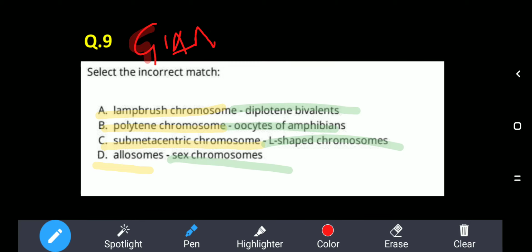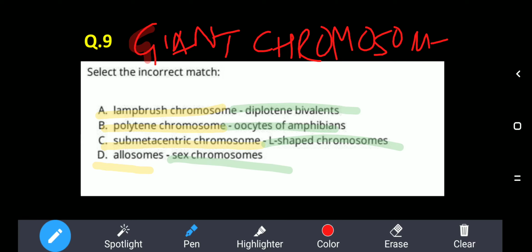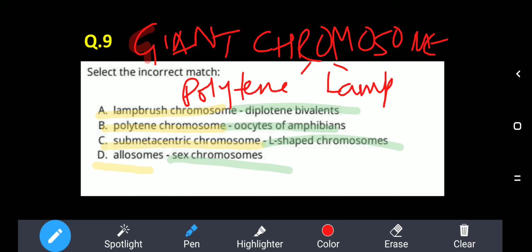Giant chromosomes. Giant in Hindi is nothing but bada chromosome. Giant means big chromosomes. In this we have got two types. One is called polytene and the other one is lampbrush chromosome.